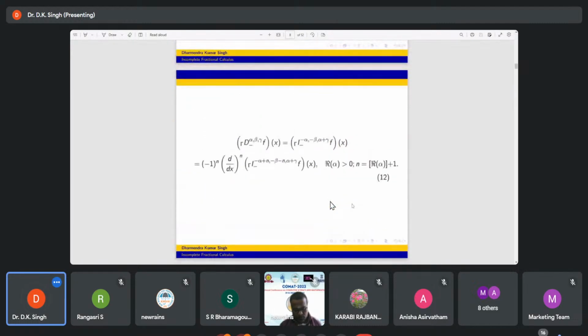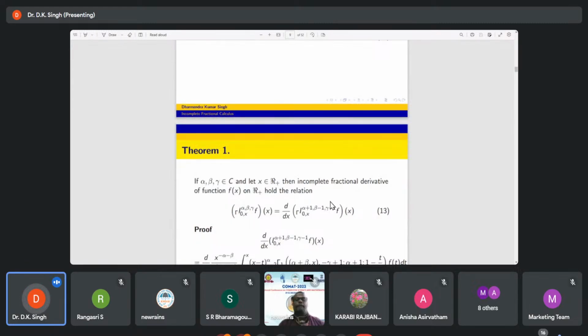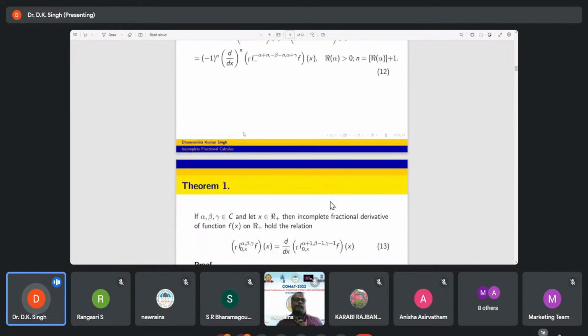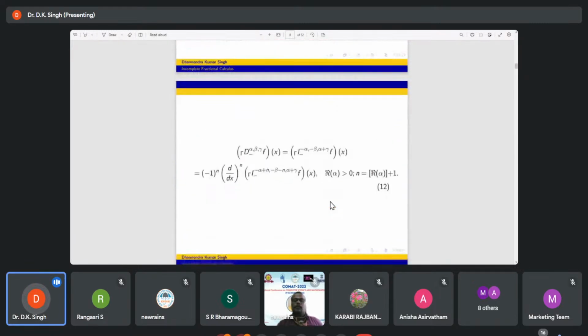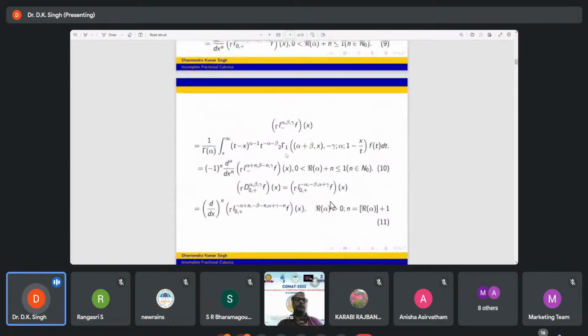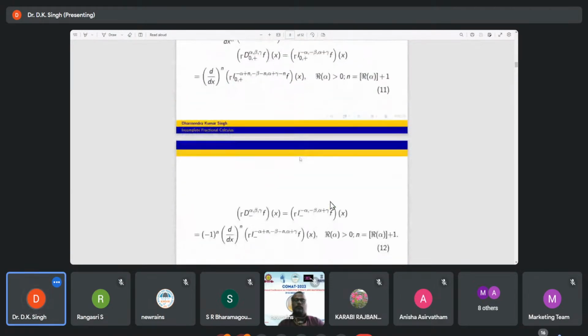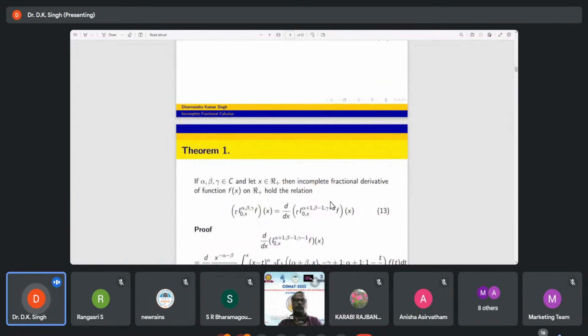So now there are some tools here. I'll show you how to prove this operator, from where we obtain these operators. That's why I'm using a theorem here.